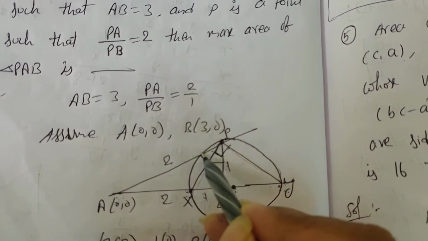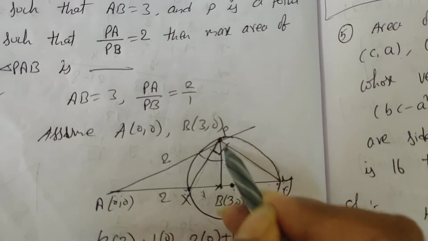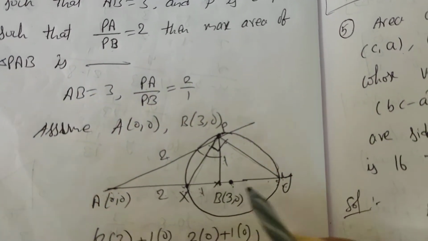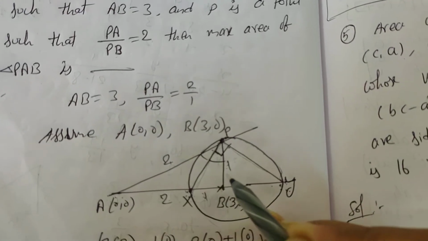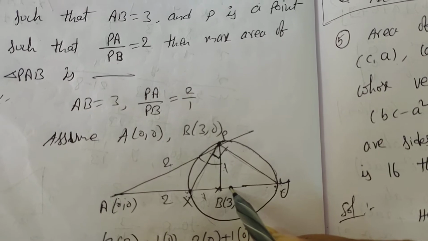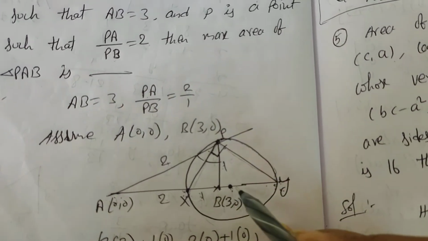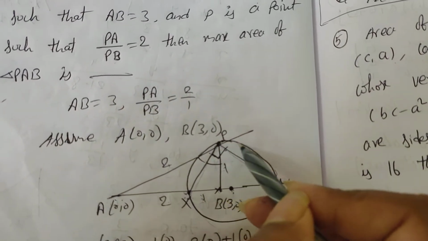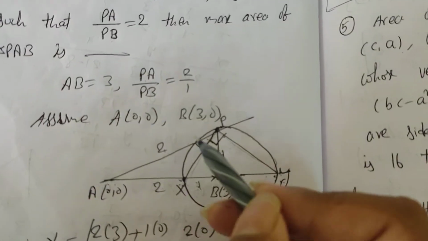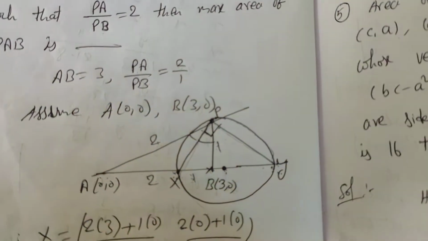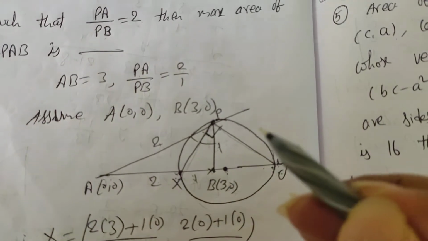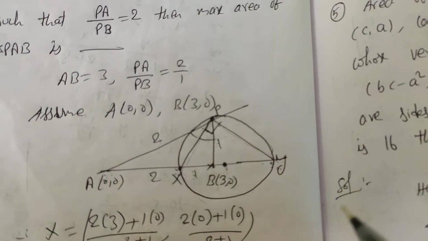If P is moving like this or like this, the height from P to this side becomes less. So when it coincides with the center, that gives the maximum. That is only the radius of the circle. The radius, from the center to the circle, gives the maximum length. The remaining lengths are all less. So that gives the maximum height, and using that height, you get the maximum area.